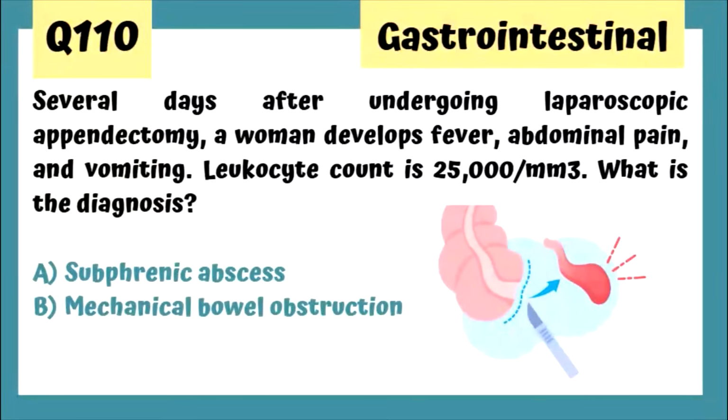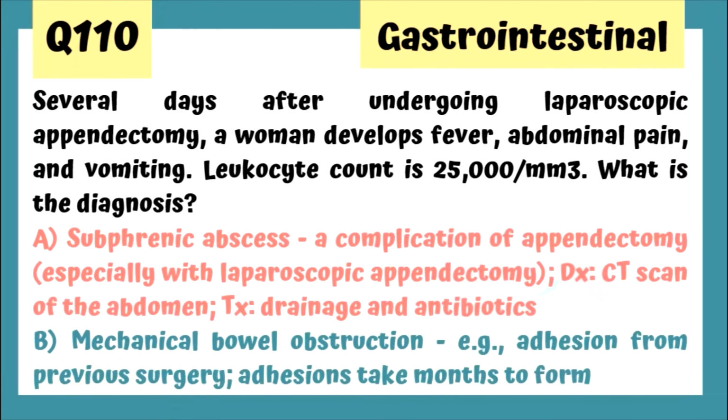On question 100, this should be 111. Several days after undergoing laparoscopic appendectomy, a woman develops fever, abdominal pain, and vomiting. So she had this appendectomy, and now she's getting all these symptoms. Leukocyte count is 25,000. What's the diagnosis? So this is actually a subphrenic abscess. Subphrenic abscess is a complication of appendectomy, especially with laparoscopic appendectomy, and the diagnosis is with CAT scan, and treatment is with drainage and antibiotics.